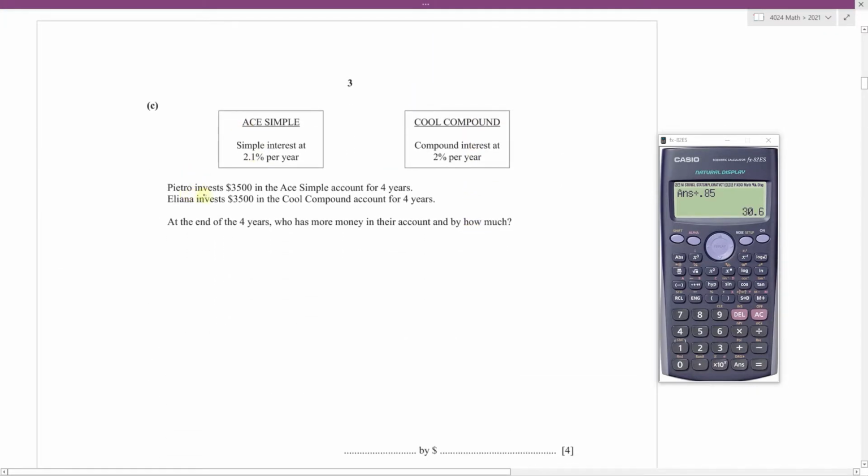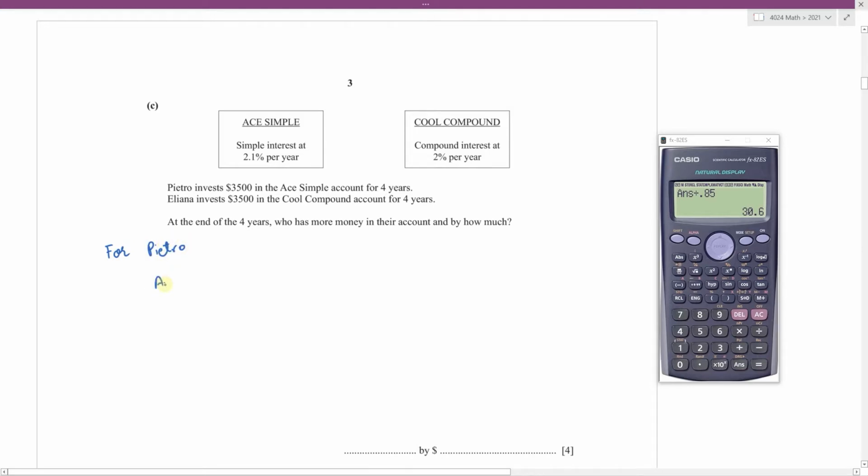Part C: Petro invests $3,500 in an ACE simple account for 4 years, which gives simple interest at 2.1% per year. Ileana invests $3,500 in a Cool compound account for 4 years, which gives compound interest at 2% per year. At the end of 4 years, who has more money in their account and by how much? So let's first calculate how much they have in their account. Let's first calculate for Petro.